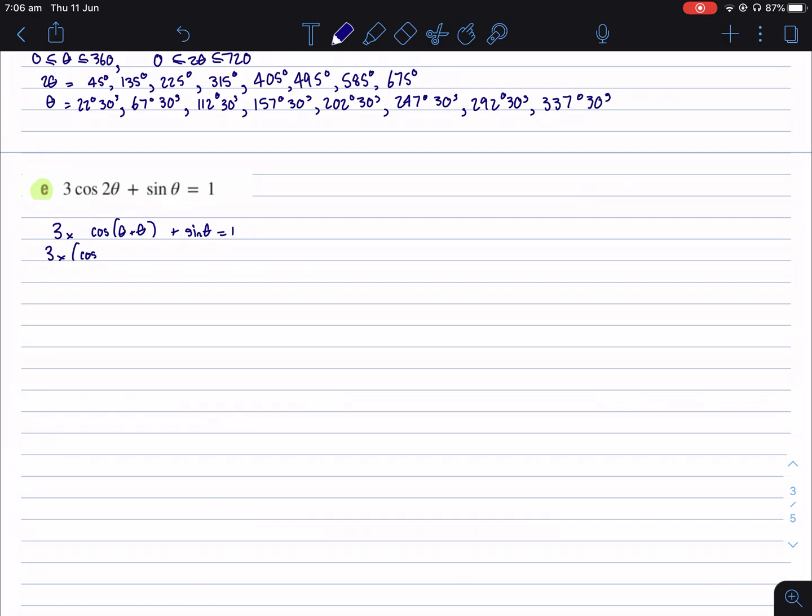So we've got 3 times, now, cos theta minus sine theta plus sine theta equals 1. So we've got 3 cos squared theta, take 3 sine squared theta plus sine theta equals 1.